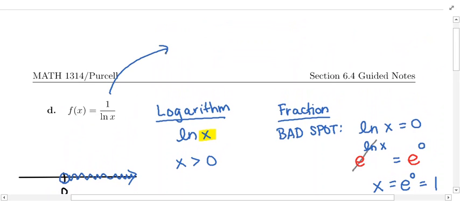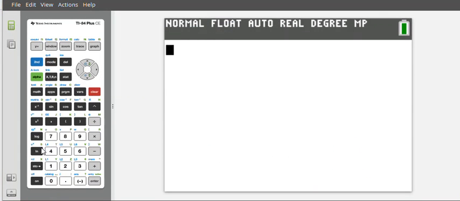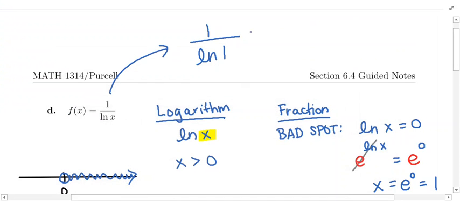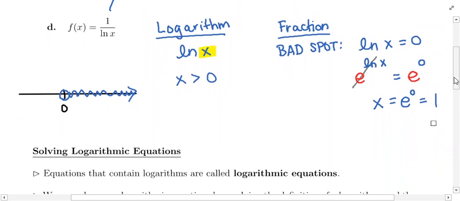You can go back and check that. If you plug in 1 for x, you're going to get 1 over the natural log of 1. The natural log of 1 is 0. You can't divide by 0. So that's bad, bad, bad. That's the bad spot from the fraction, this one x value.